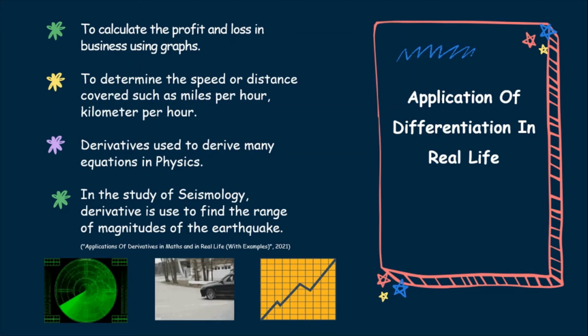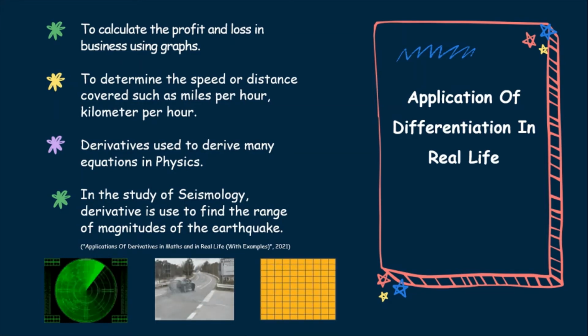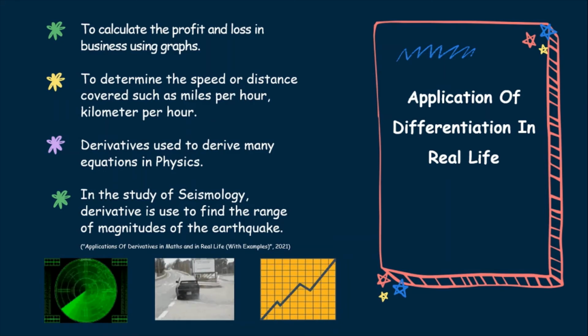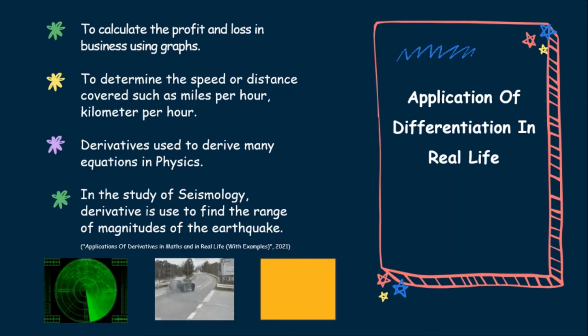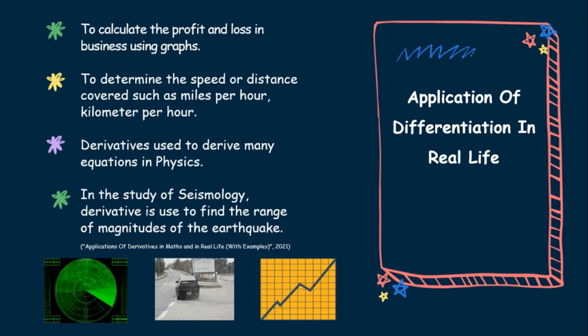Next, to determine the speed or distance covered, such as miles per hour or kilometers per hour. Then, derivatives are used to derive many equations in physics. In physics, acceleration is the rate of change of velocity. So, acceleration is the derivative of velocity.